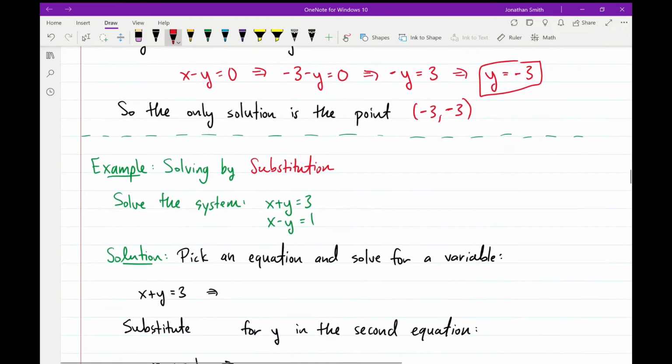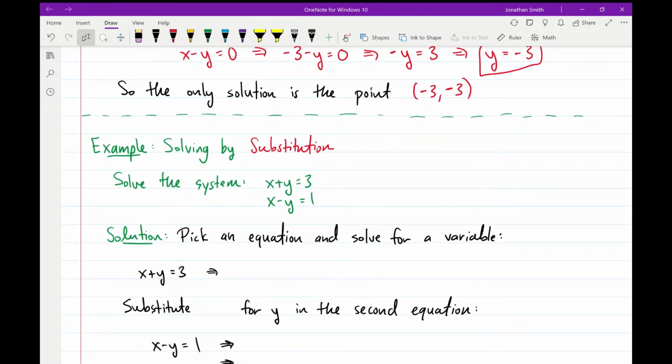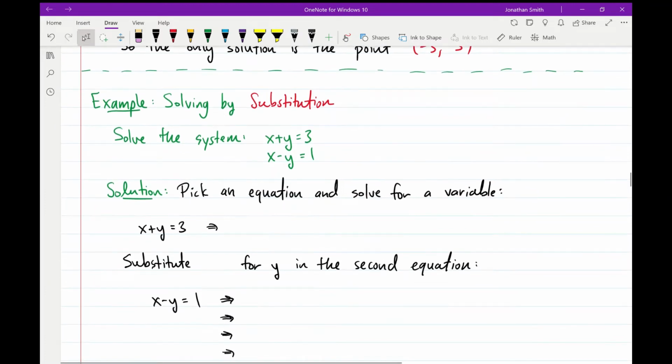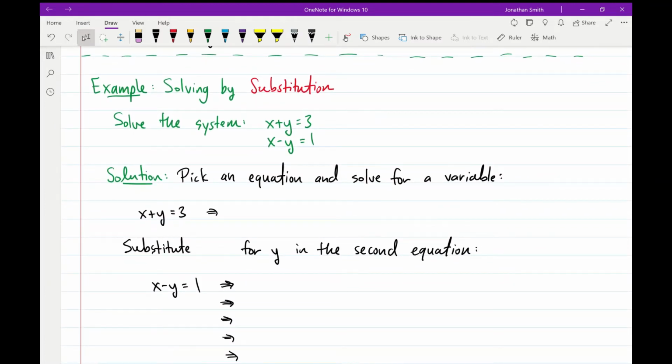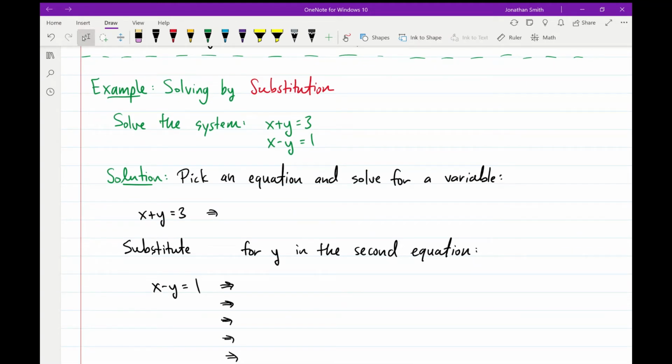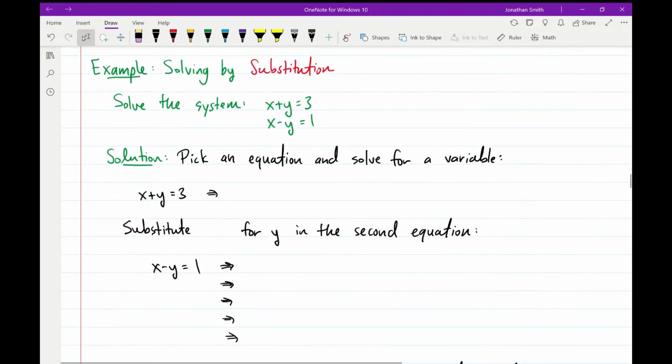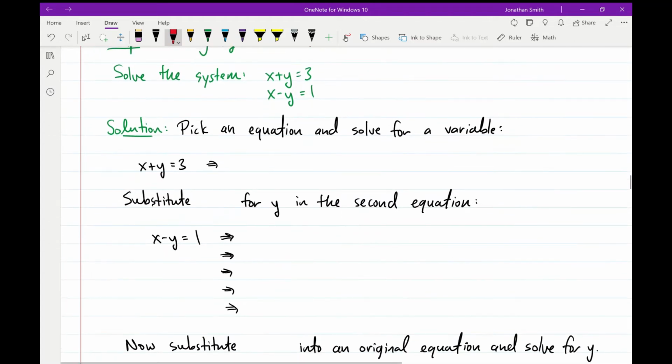Okay, and then finally, this is the last method that we can use to solve a system of equations. And this method is called substitution. This is kind of the most natural one. It's the one that I would probably use if you gave me a system of linear equations in 2 variables. But here we have the system x plus y equals 3 and x minus y is equal to 1. So we're going to start out by picking either of the equations and just solve for a variable. We can solve for x or we can solve for y. Usually I solve for y, force of habit. So x plus y equals 3 is going to become y equals 3 minus x.